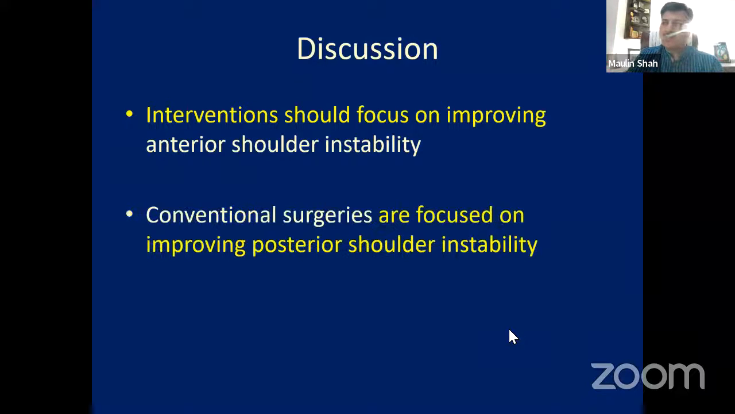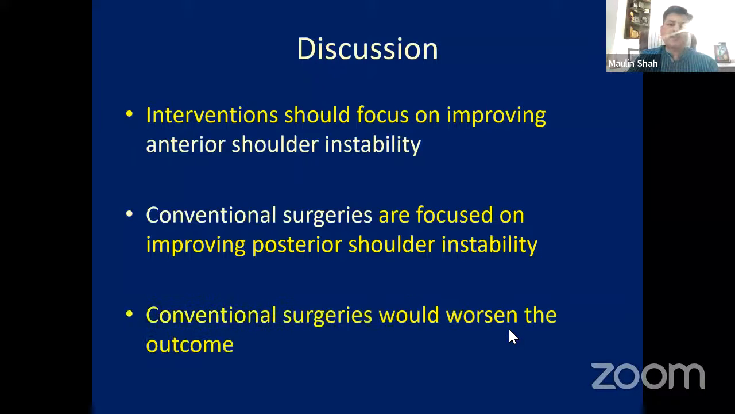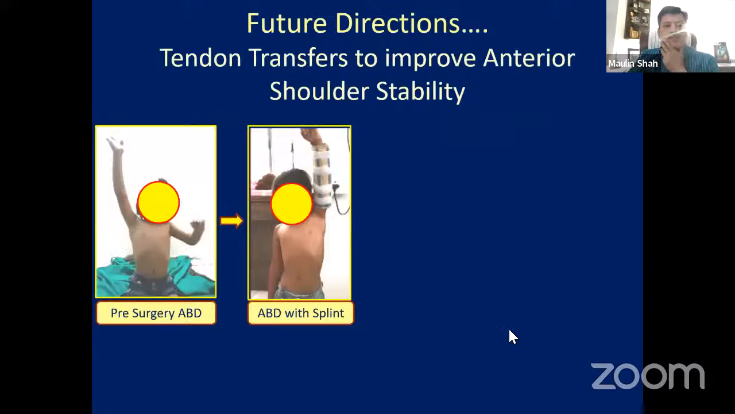And the conventional surgeries, as I mentioned, are focusing on improving posterior shoulder instability. So if we perform the typical anterior capsular release and posterior tendon transfer, it would worsen the outcome by not improving elevation in this cohort of patients. So the future direction from this test is that we must consider tendon transfers to improve anterior shoulder stability.